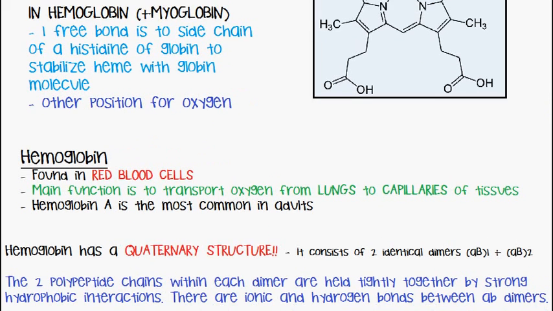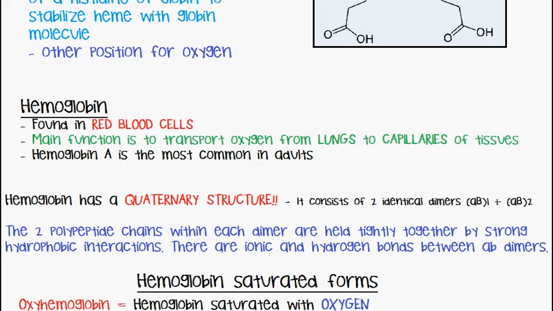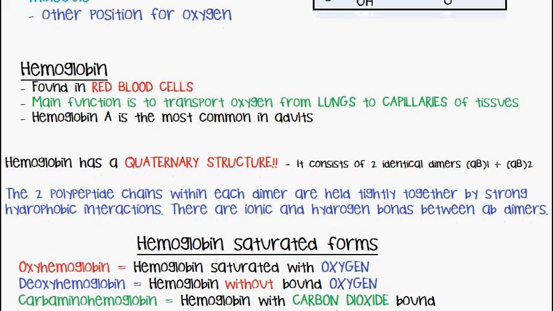So what about hemoglobin itself? Well, it's found in the red blood cells, and its main function is to transport oxygen from the lungs to the capillaries of tissues. And hemoglobin A is the most common in adults. There's various forms of hemoglobin. It's a bit complicated to discuss it in this video, but the most common one is hemoglobin A.